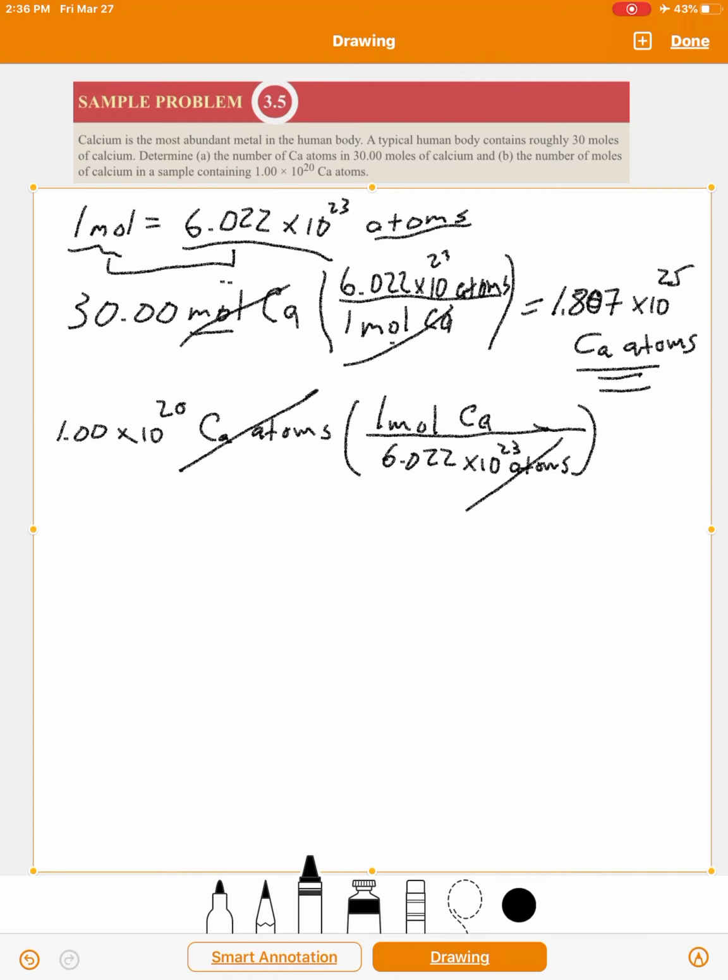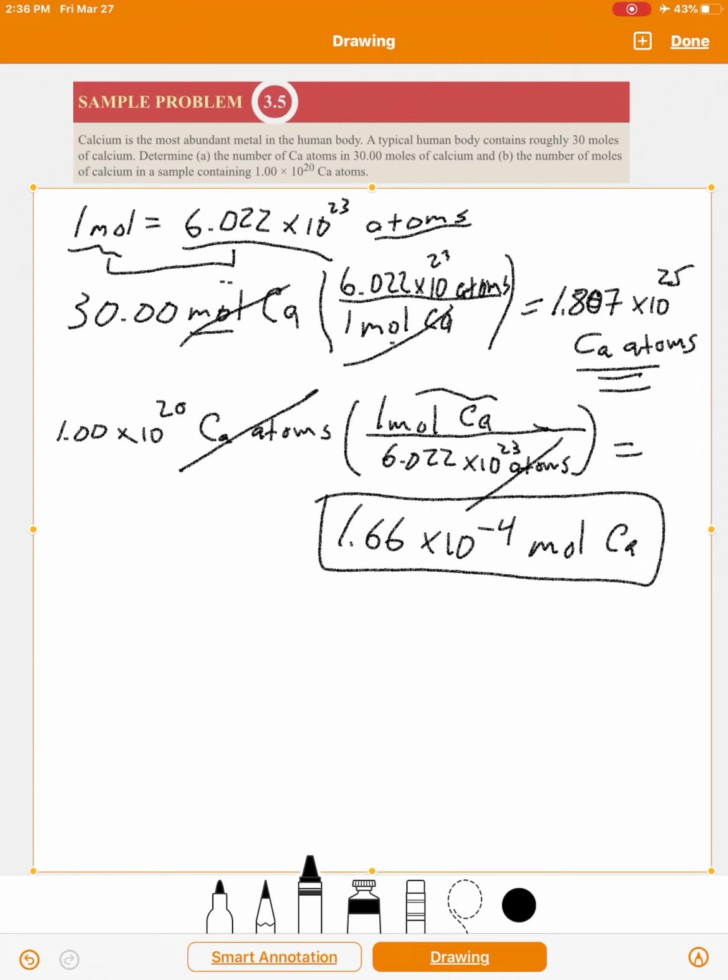So 1.00 times 10 to the 20th divided by 6.022 times 10 to the 23rd, and you get 1.66 times 10 to the minus 4. And then the units would be moles of calcium.